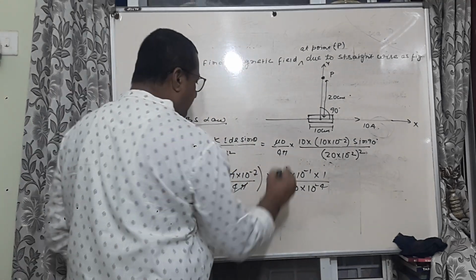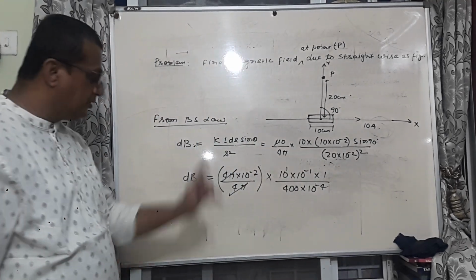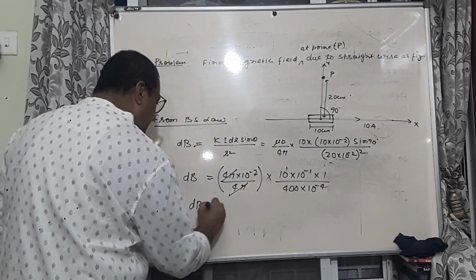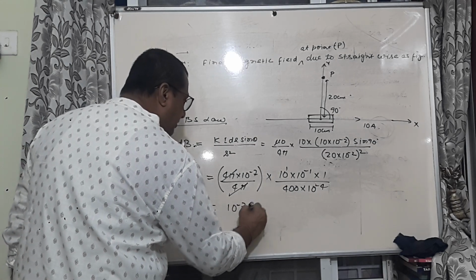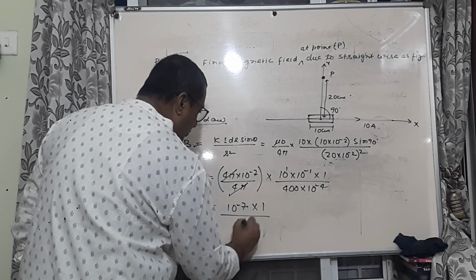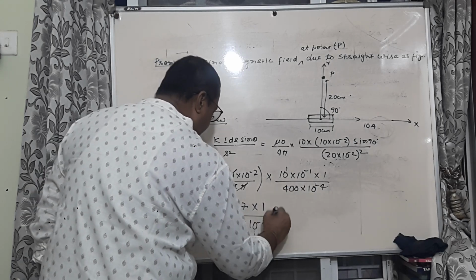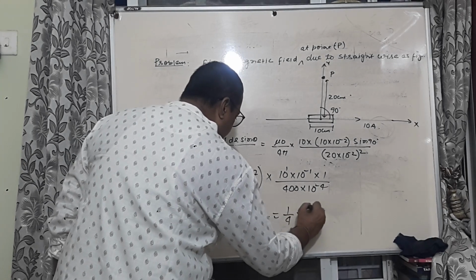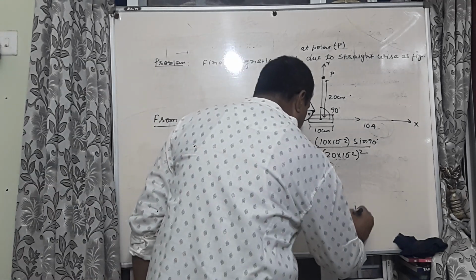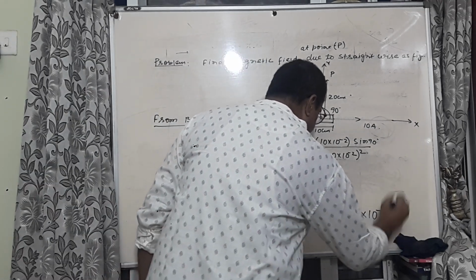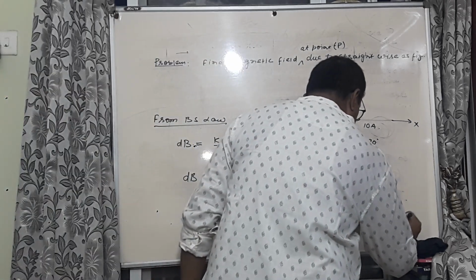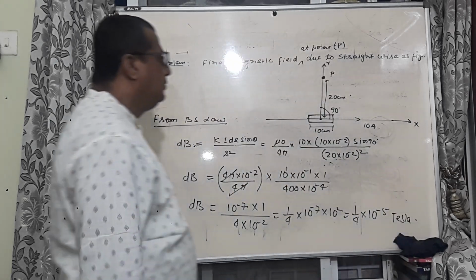So its power is 1 minus 1, 0, so that will be equal to 1. So dB is equal to 10 to the power minus 7, into 1, and this will be equal to 4 into 10 to the power minus 2. So it will go above: 1 by 4 into 10 to the power minus 7 into 10 to the power 2. So this will be equal to 1 by 4 into 10 to the power minus 5. So its unit will be Tesla, and now we have to give the direction.